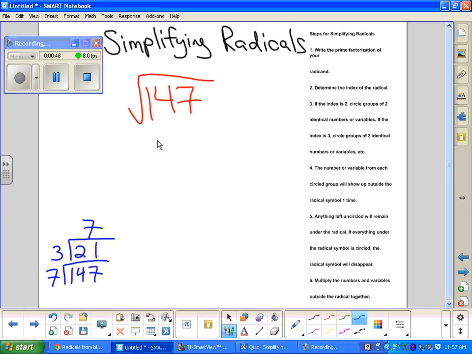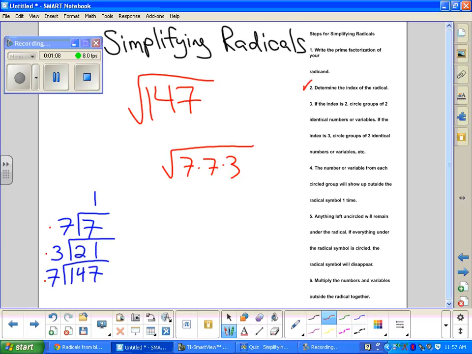All right, let's see now what goes into 7. Well, I know 7 goes into 7. It goes 1 time. So this is that birthday cake way we were talking about in class. To break down 147, you would have 7 times 7 times 3. You have 2 7s and a 3.